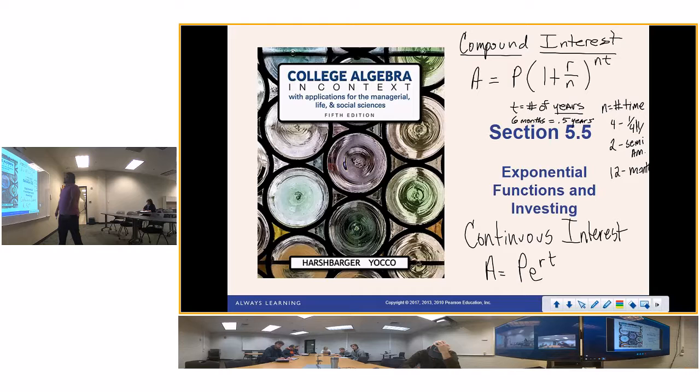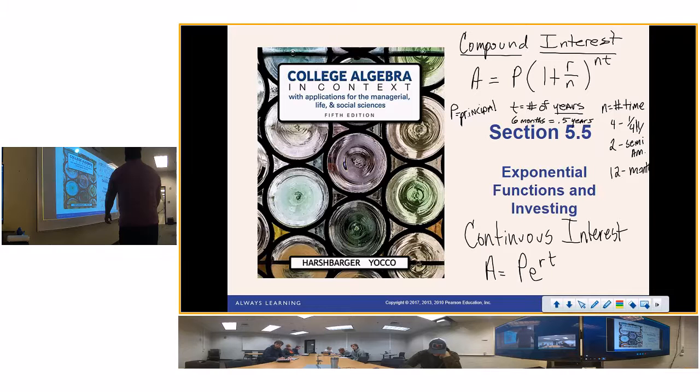P is basically what you put in. It's called the principal. And I think it's spelled like the high school principal, but you can check in your book. And that's what you put in. And the R is the interest rate, which is usually in percentage. Change it to a decimal.